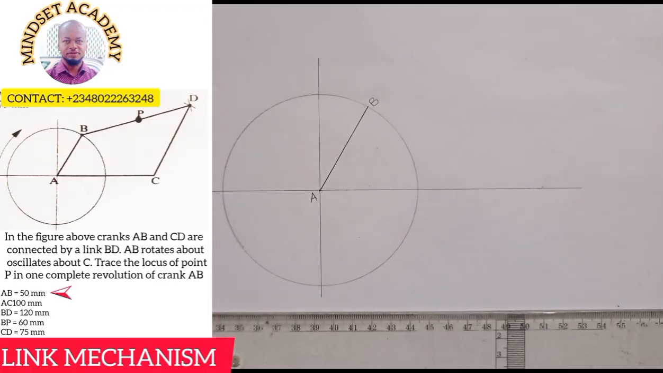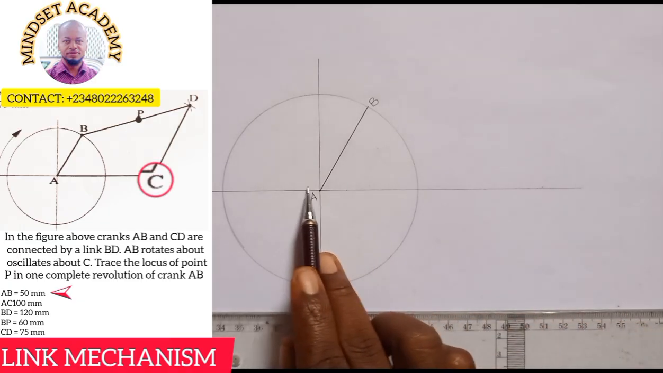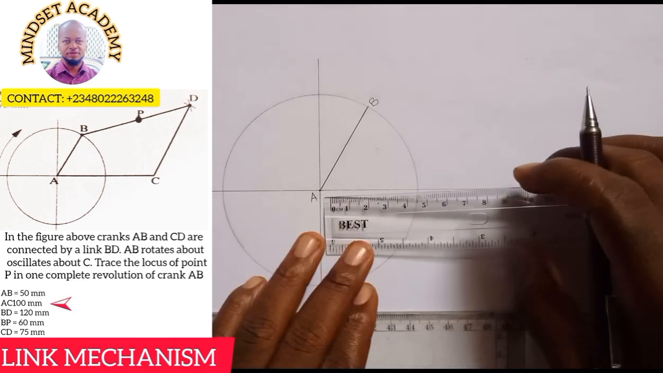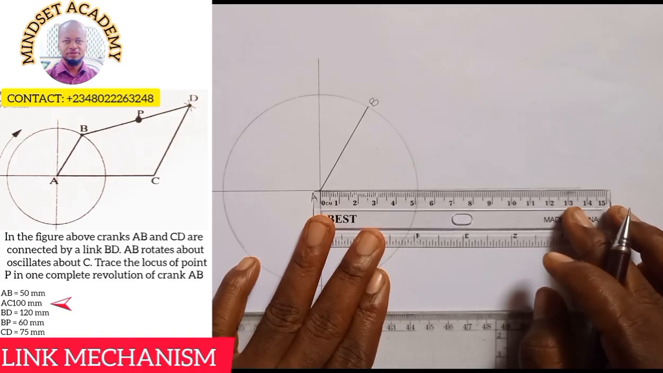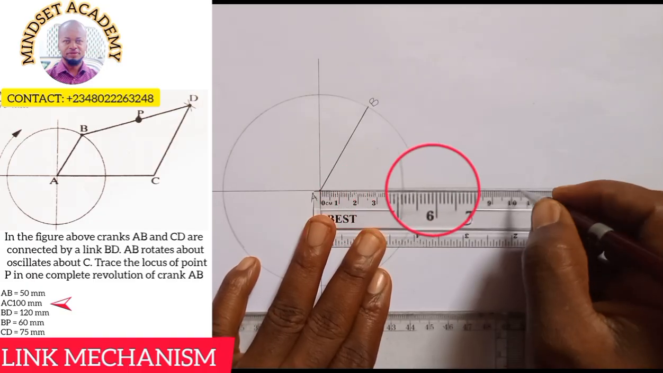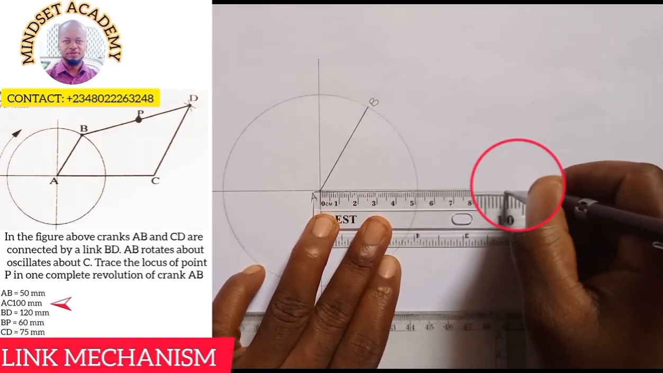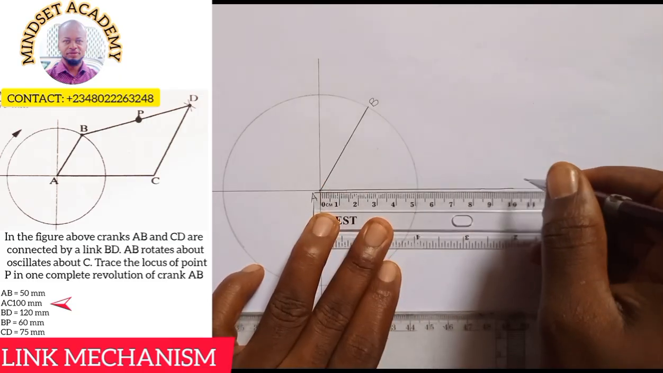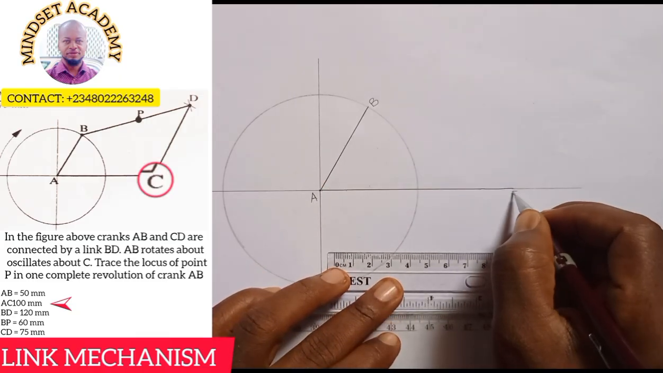Now the next point we want to get is point C. Point C is lying along this line here, and that is given as AC, which is 100 millimeter. So I'm going to measure my 100 millimeter from this point. From 0 to 10 is 100, right? Which I am going to thicken. So this is my point C.